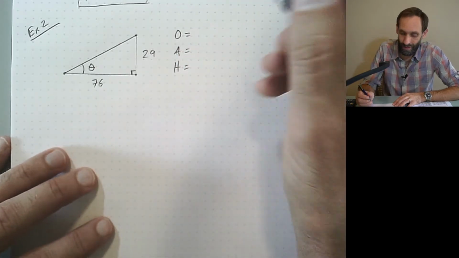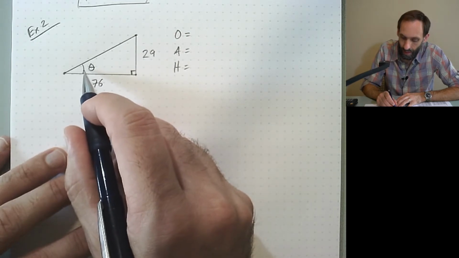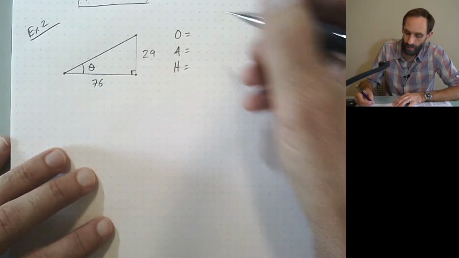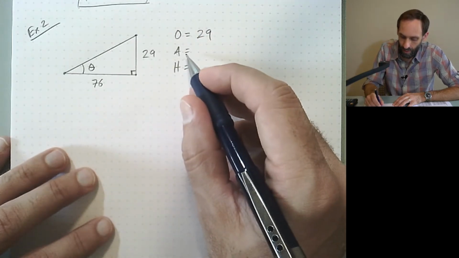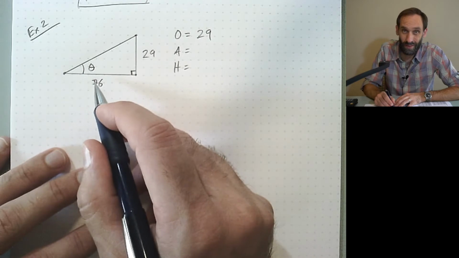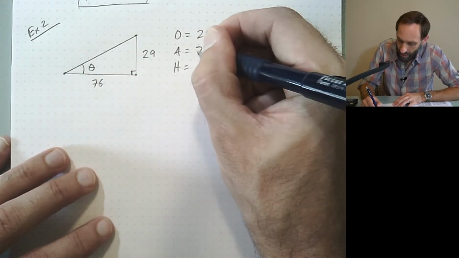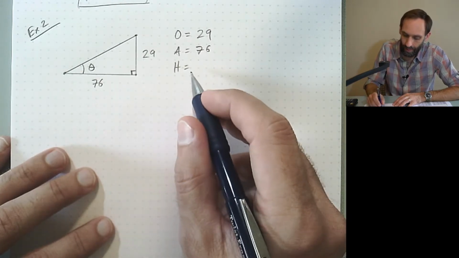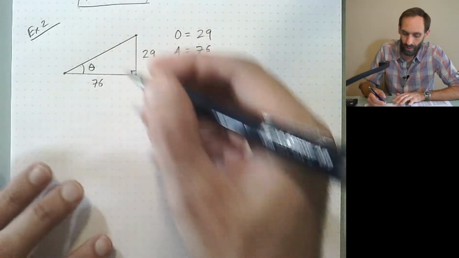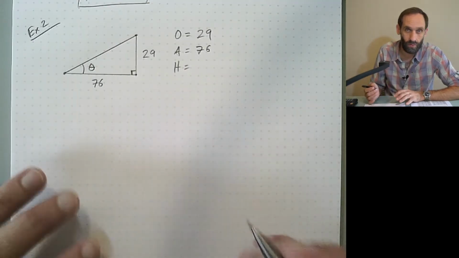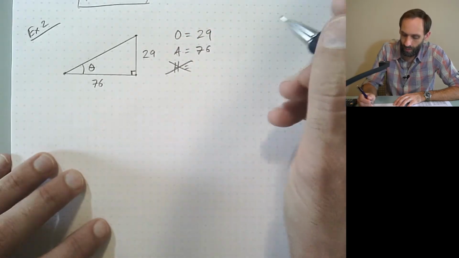So what is the opposite in this triangle? Well, here's our angle, and the side opposite the angle is over here. The length of that side is 29. What is the length of the adjacent side? Well, remember, it's the side that's touching the angle, that's not the hypotenuse. So it is 76. And what's the length of the hypotenuse? It's not given. It's not something I'm interested in finding. I don't see a variable there that I'm trying to solve for. So I don't care about it. I'm just going to go ahead and cross it out.